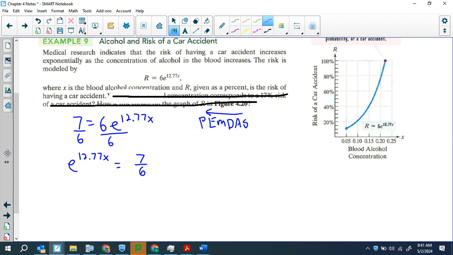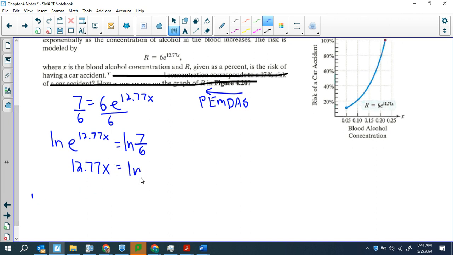We now want to get the 12.77 and the x out of the exponent. To do that, we're going to take the log of both sides, but since this is a base of e, we're going to take the ln of both sides. Just makes things easier. If you want to take log, you could, but anytime you have an e as a base, ln makes it easier. Because the ln and the e cancel, and you're just getting that exponent of 12.77x. The right side would equal ln of 7/6. And then the last thing we need to do is divide by 12.77.